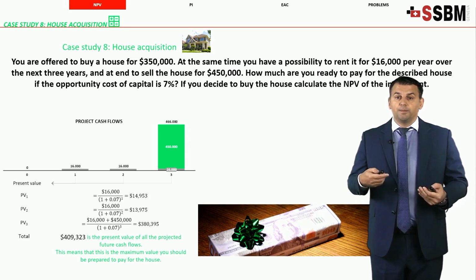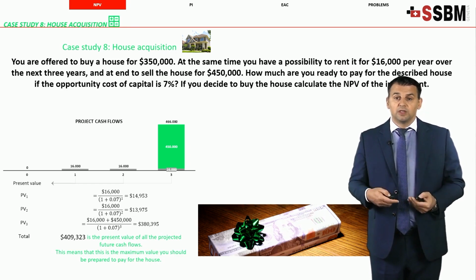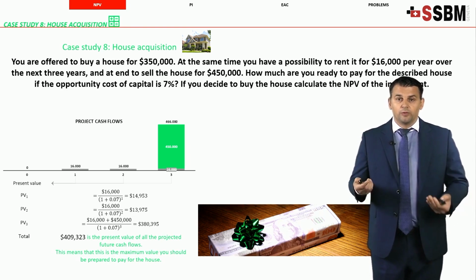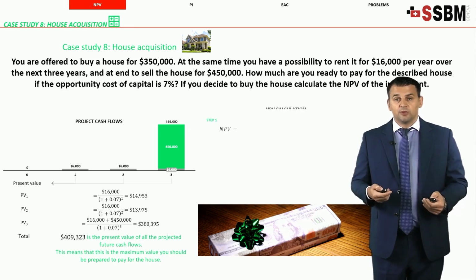But if you would pay here $350,000, it means that you will generate a profit of $59,322, which is a good job and a profitable investment for you. Of course, you always have to compare it with some other investment of the same or similar risk.